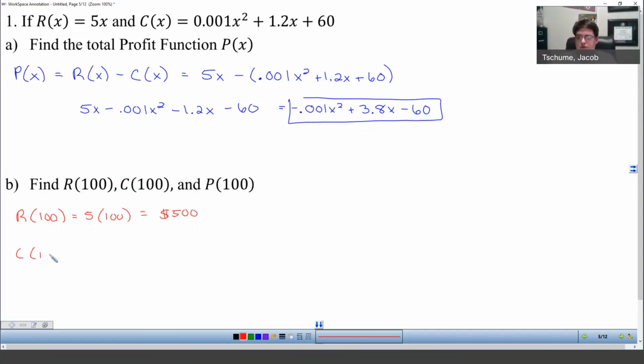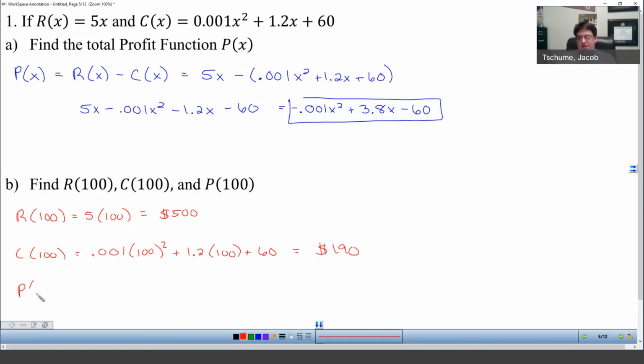Your cost function at 100, so plug 100 into the original cost function, would be 0.001 times 100 squared plus 1.2 times 100 plus 60. Getting my calculator out. Let's see. That would give me a cost of $190.